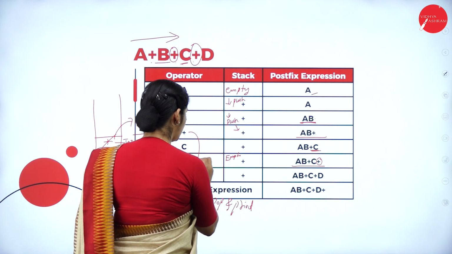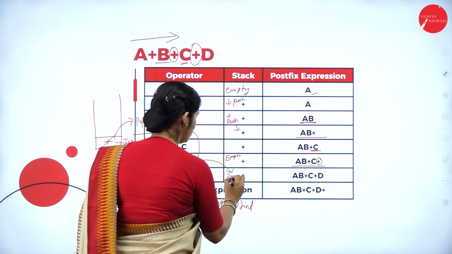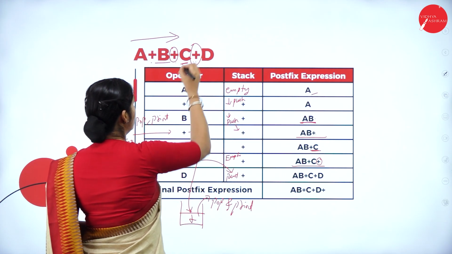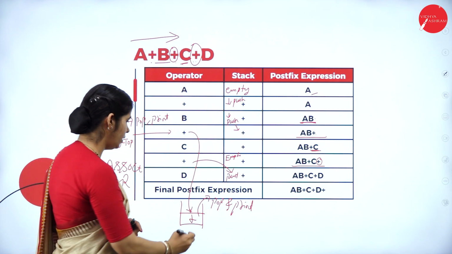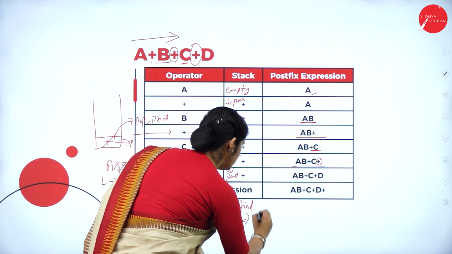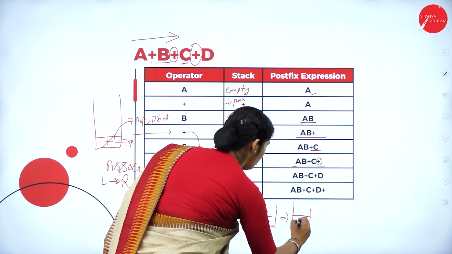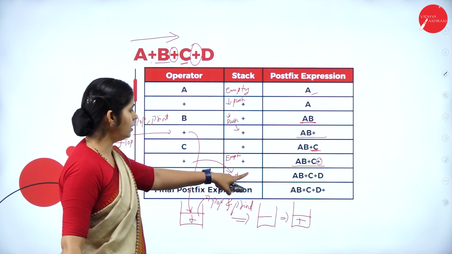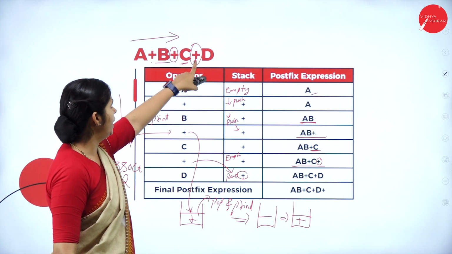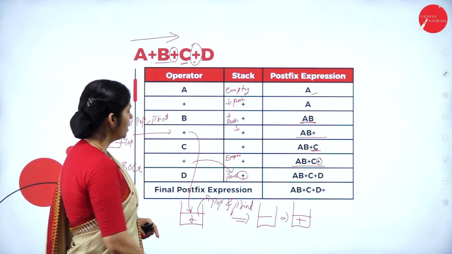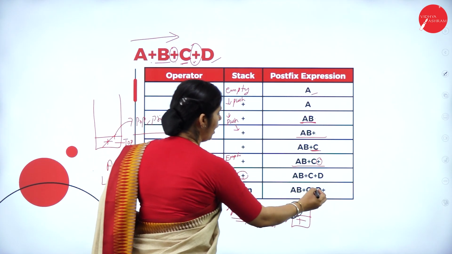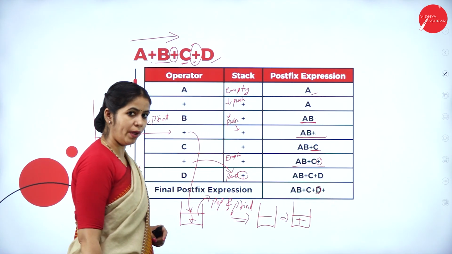So for the empty stack, we have to push the third plus operator. After this, the stack is empty. For this empty stack, we have to push the last operator we have, that is plus. Then after that, what do I have to do? I have to print D, which is the operand.